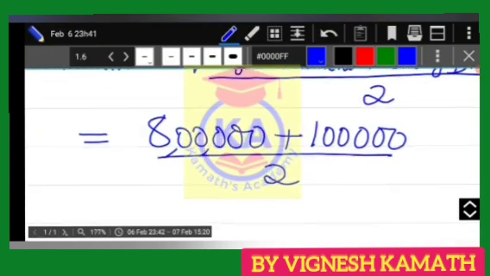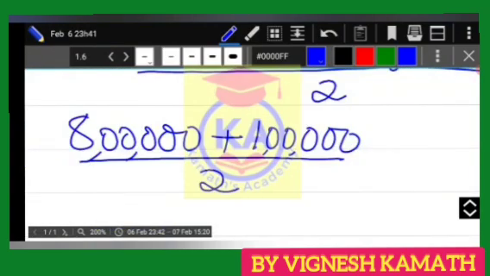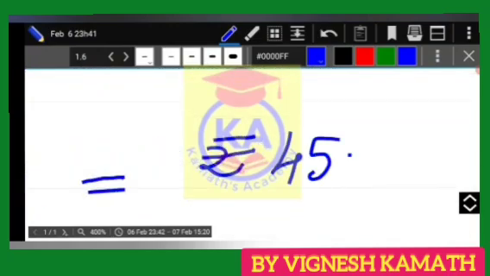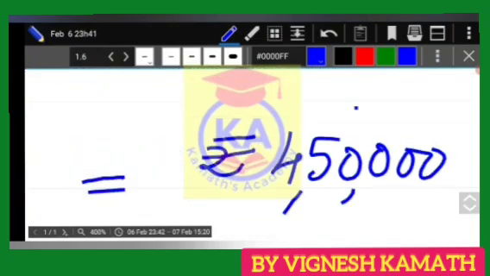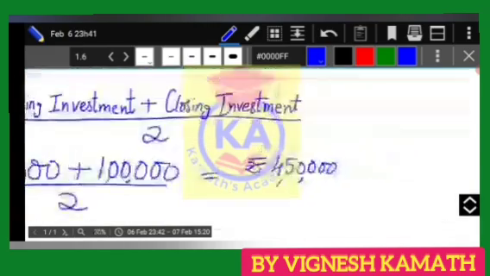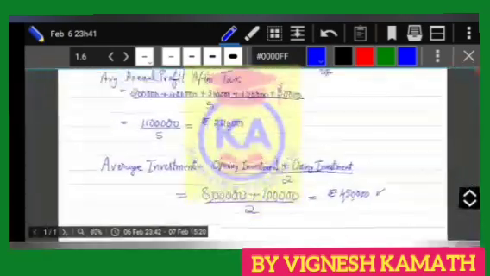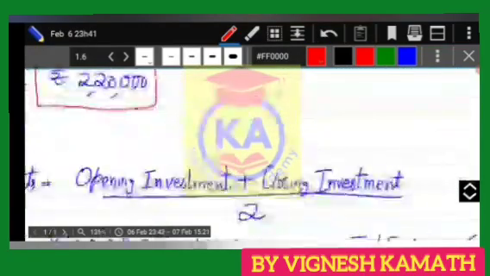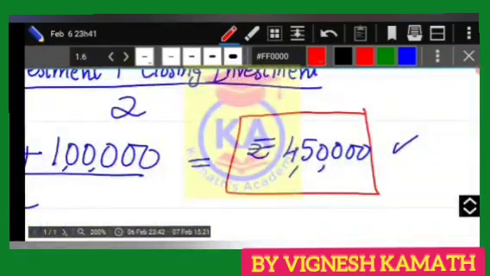Divide by 2. 9 lakh by 2 will give you rupees 4,50,000. 8 lakh plus 1 lakh is 9 lakh, and 9 lakh by 2 is 4,50,000. So this is the denominator part of the formula. Now you have to substitute all the values, this value and this value, into the main formula.